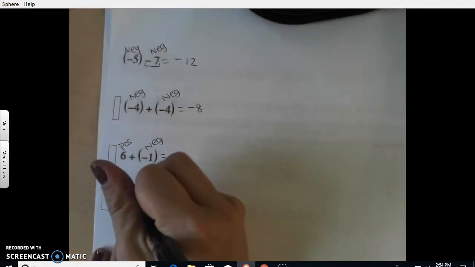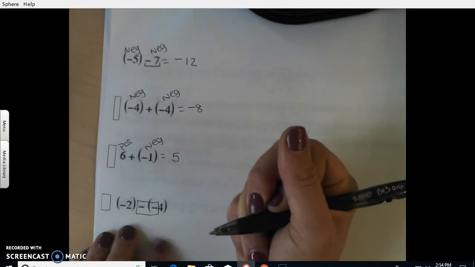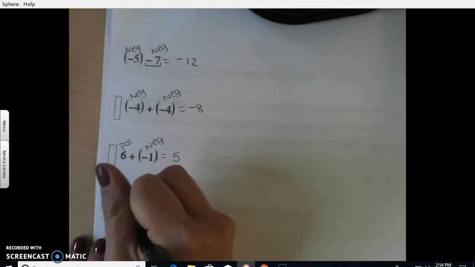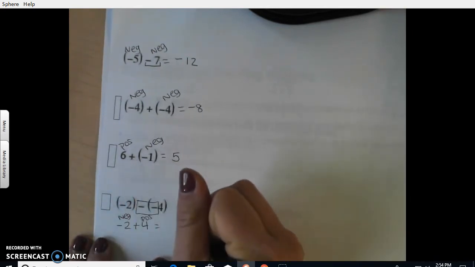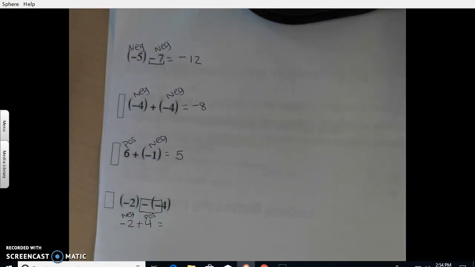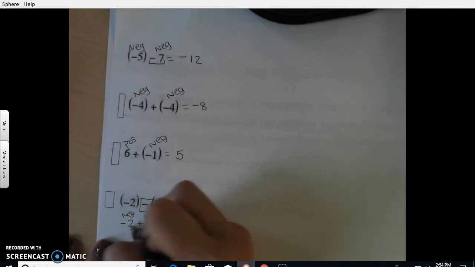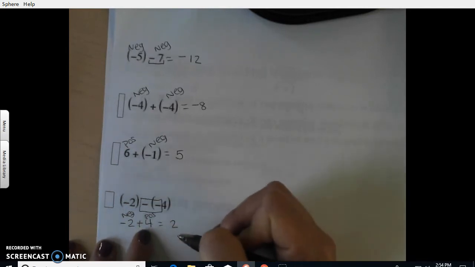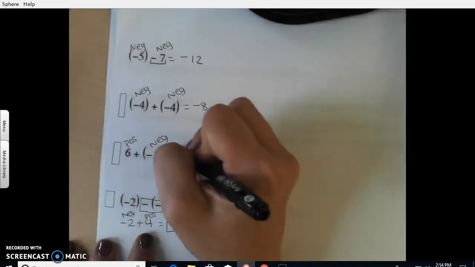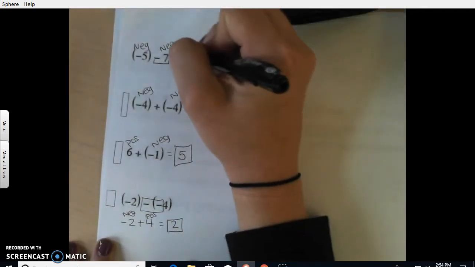We need to simplify this to signs. The two negatives mean a positive. So -2 plus 4, we have a negative and a positive, which is equal to, subtract and keep the sign of the larger number. Therefore, 4 minus 2 is 2. The larger is positive. Therefore, 2 is my answer. Make sure we box in all answers.